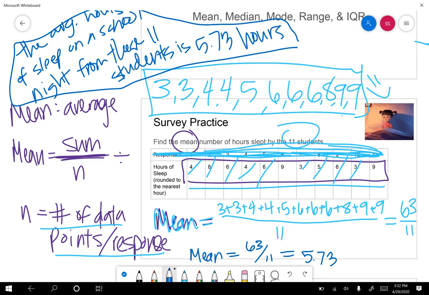Okay, so again, I made kind of a mess out of this slide, but the key thing to remember, to find the mean, you get the sum of all the data, so add up all those numbers, and then divide by the number of data points you have, or the number of responses you have. Okay, so there's mean.